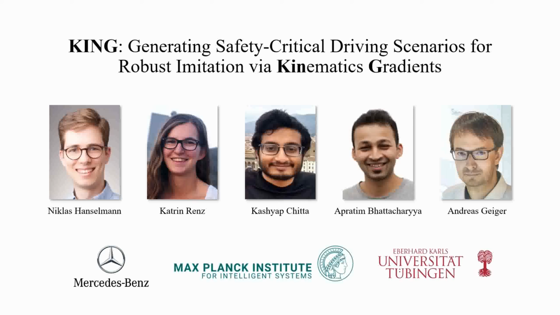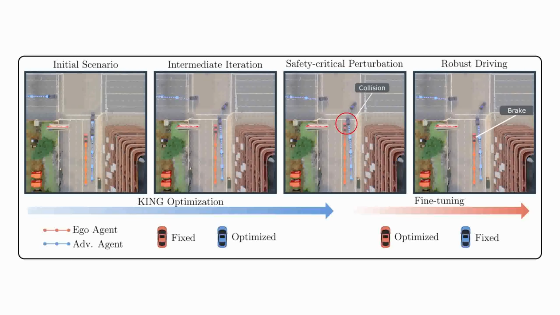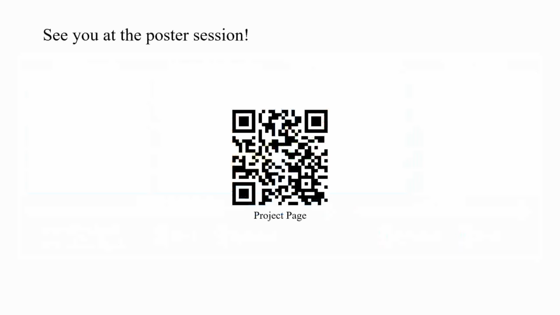Hi, my name is Niklas, and in the poster session I'll be talking about KING, a novel gradient-based generation procedure for safety-critical driving scenarios. KING iteratively resimulates the scenario in closed loop and adjusts the trajectories of other agents via gradient descent to make the scenario more challenging for the agent under test, finally inducing a collision. In our experiments we show that fine-tuning an imitation learning agent on these scenarios leads to better collision avoidance.